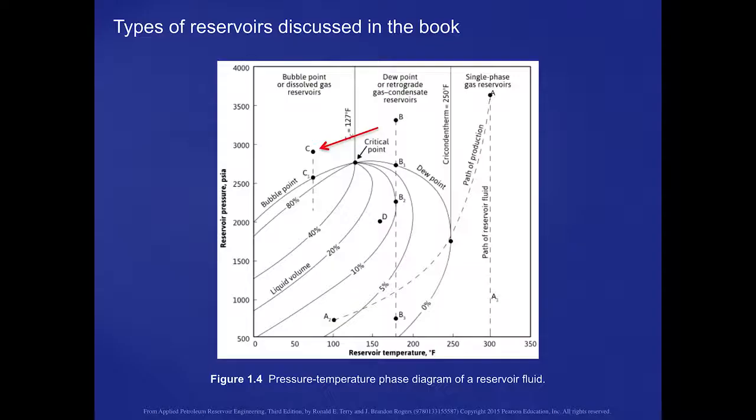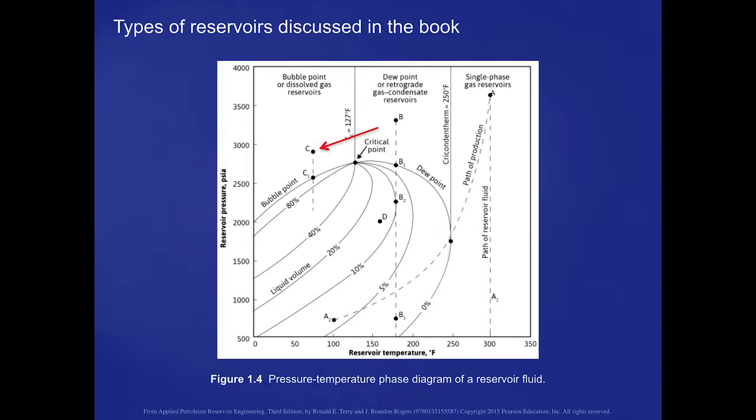The next reservoir that we'll discuss in Chapter 6 is the reservoir that we'll find at a pressure and temperature at point C in this diagram. We're to the left of the critical point now, so it's not a gas phase, this is a liquid phase. We call this a bubble point or dissolved gas reservoir.